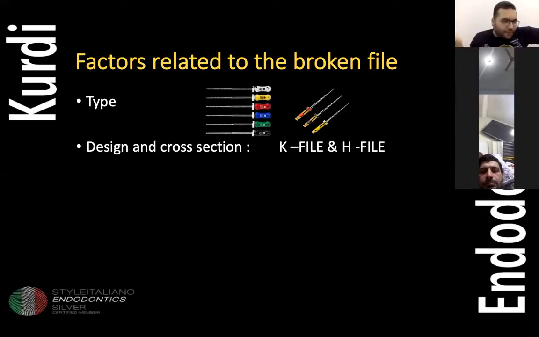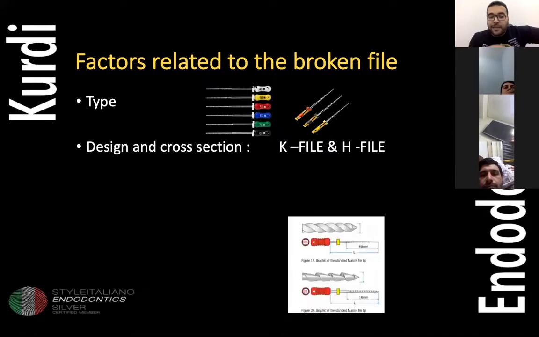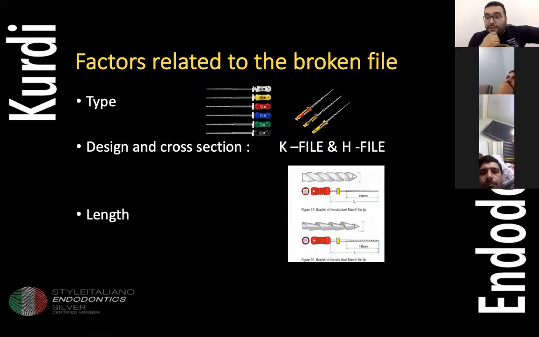Indeed, it's still present in some clinics, in some hospitals, especially in Saudi Arabia, but we are lucky nowadays that we have this heat-treated file with the triangular cross-section. This makes them a little bit easier to bypass. And also the length of the separated file. This factor affects a lot our decision in bypassing or even in retrieval.